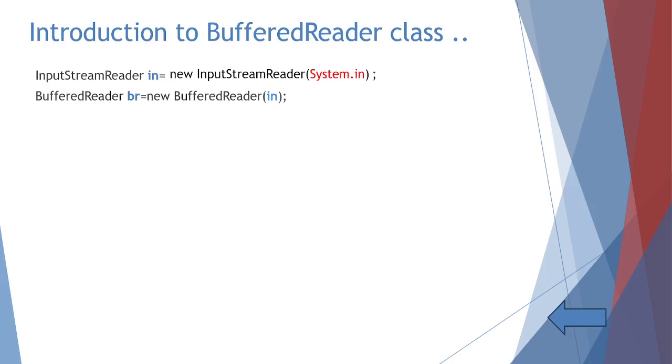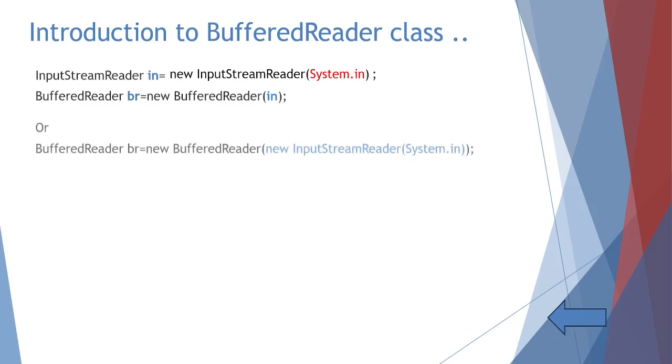Now, what does BufferedReader do? It takes input from InputStreamReader and collects them, buffers them. So BufferedReader BR is equal to new BufferedReader. We pass in the object. That means whatever is coming from InputStreamReader is buffered and stored in the BR object.